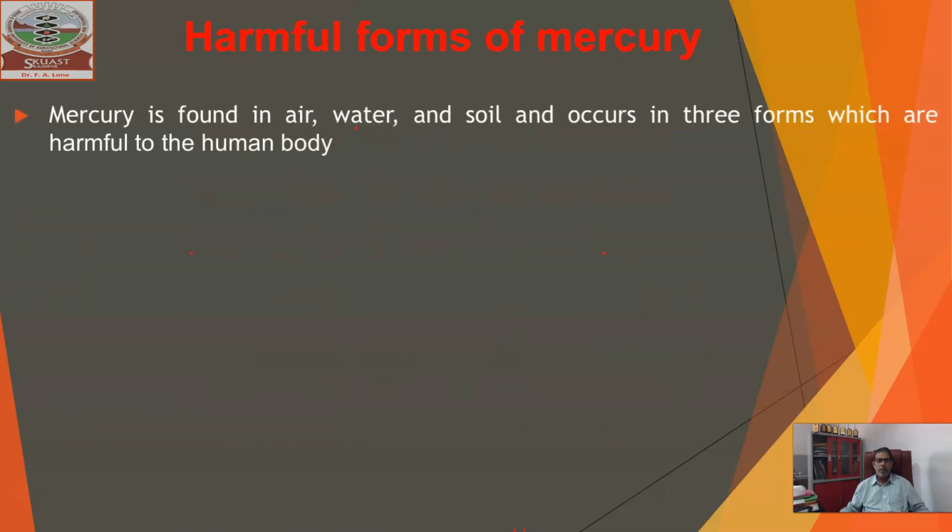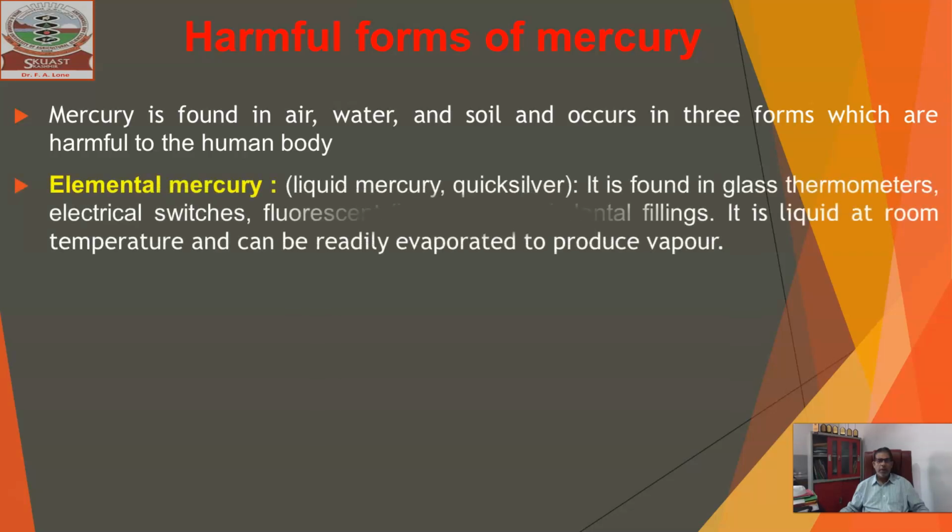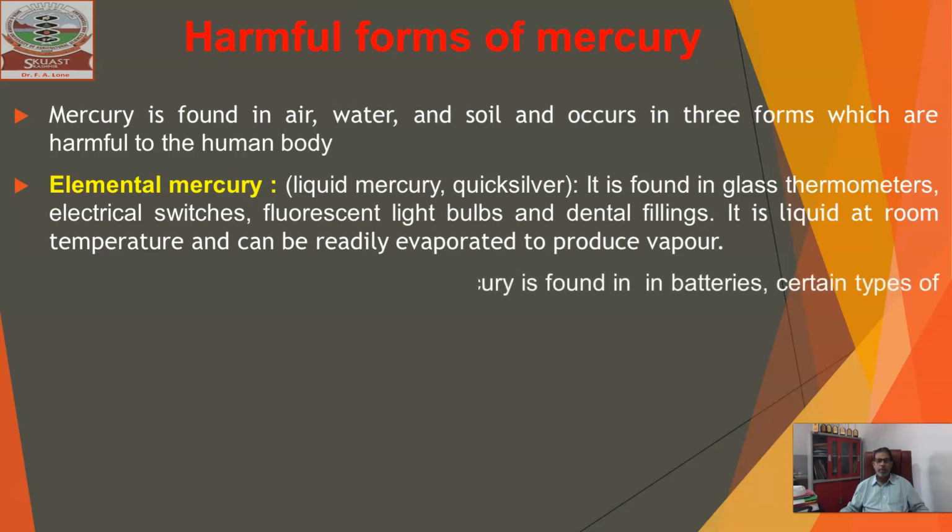Then harmful forms of mercury. It is found in air, water, and soil, and occurs in three forms which are harmful to the human body. The first form is elemental mercury. It is liquid mercury, or you can say quicksilver. It is found in glass thermometers, electrical switches, fluorescent light bulbs, and dental fillings. It is liquid at room temperature and can be readily evaporated to produce vapor.